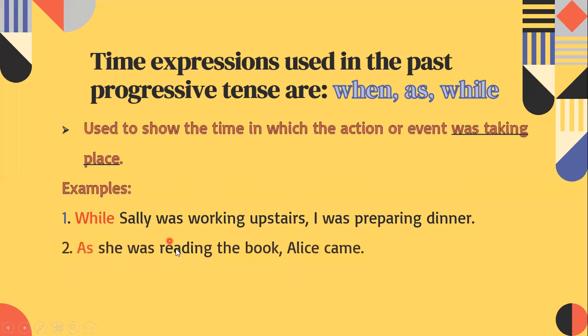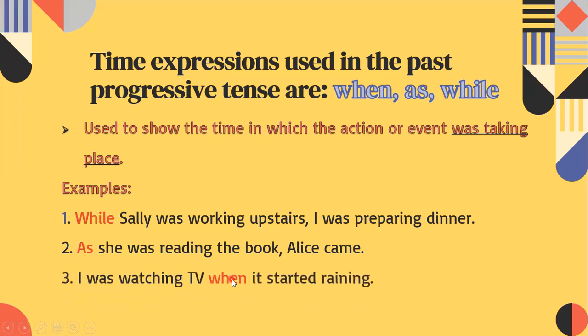Or as she was reading the book, Alice came. When did Alice come? Alice came as she was reading the book, as someone else was reading the book. So as is also a time expression that shows me when this action took place.